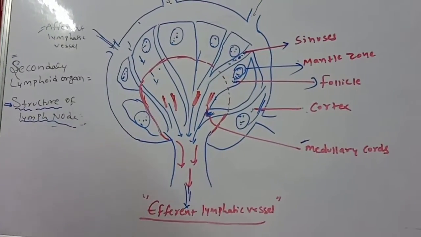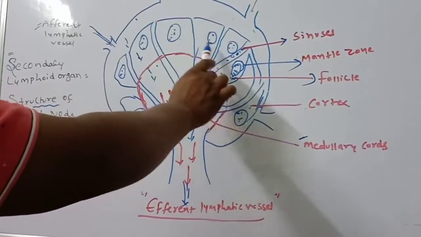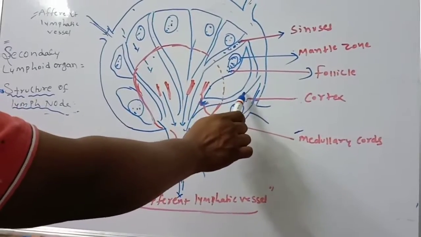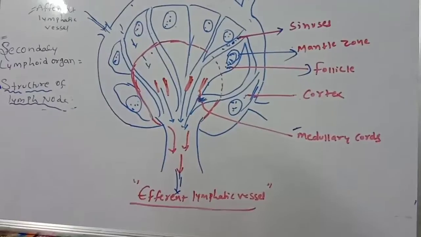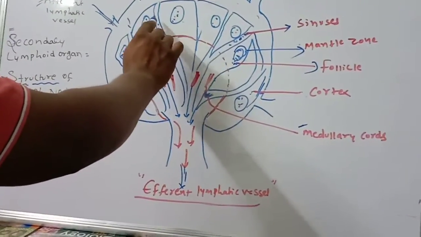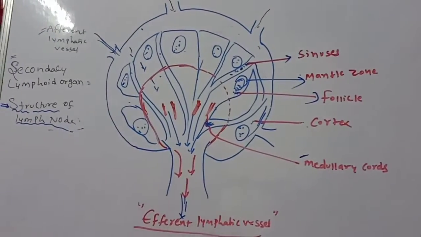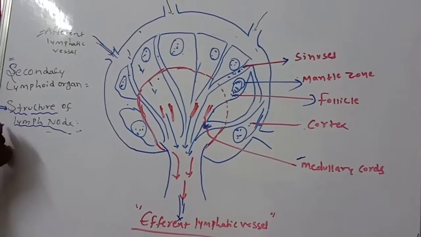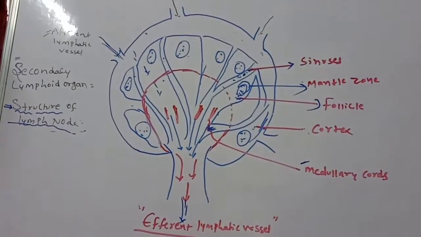Okay, children. So like this, the outer one is cortex. These are follicles. This is cortex, and the medullary cords will be in this. These spaces are called sinuses. Here only follicles are present. Okay, children, like this the lymph node structure will be there. This is called lymph node.